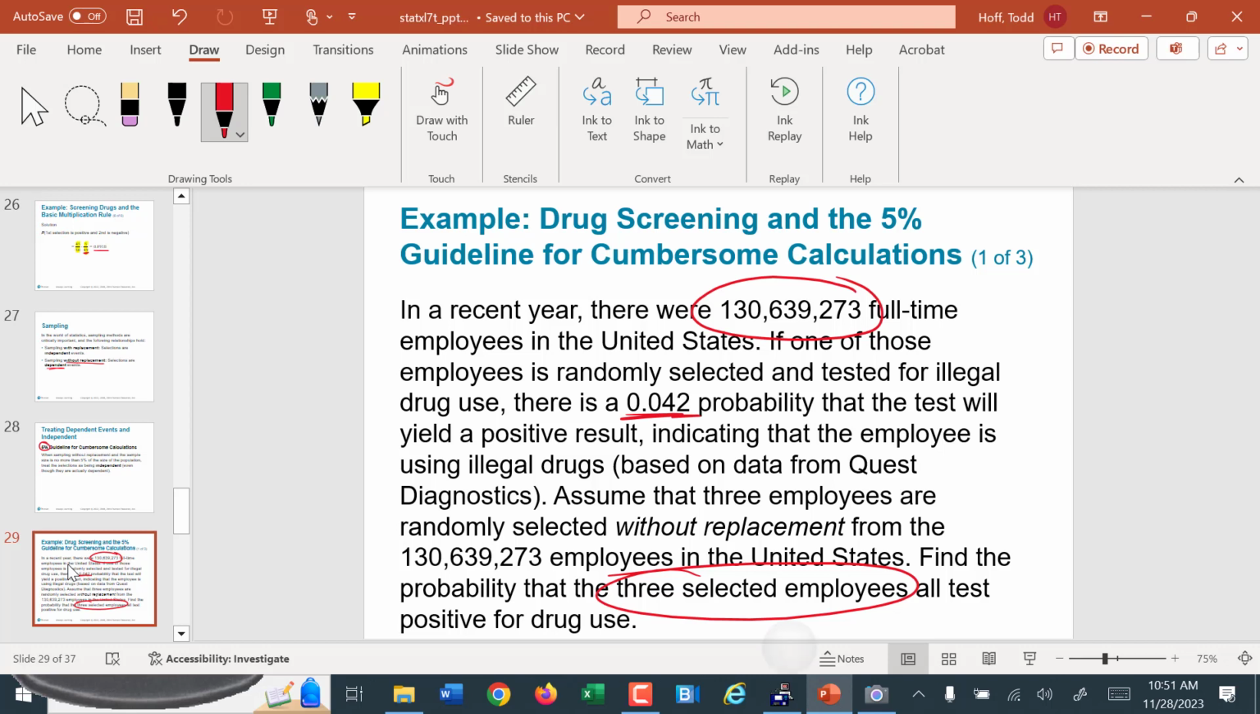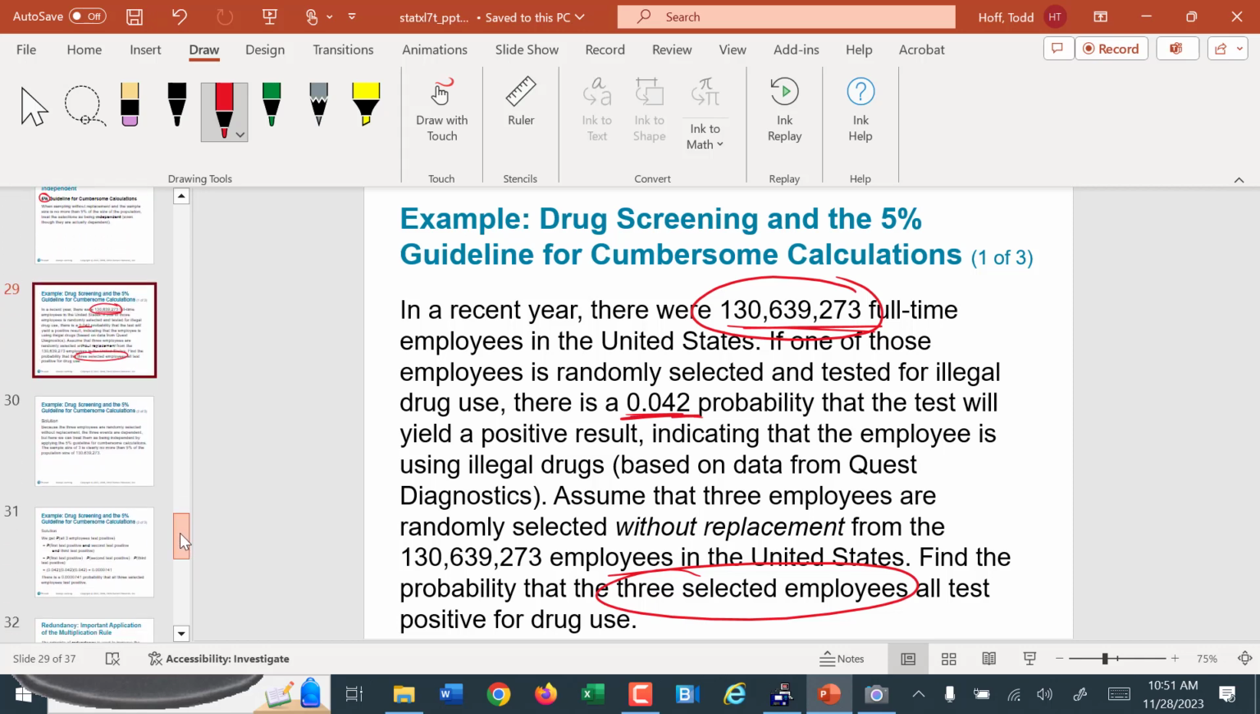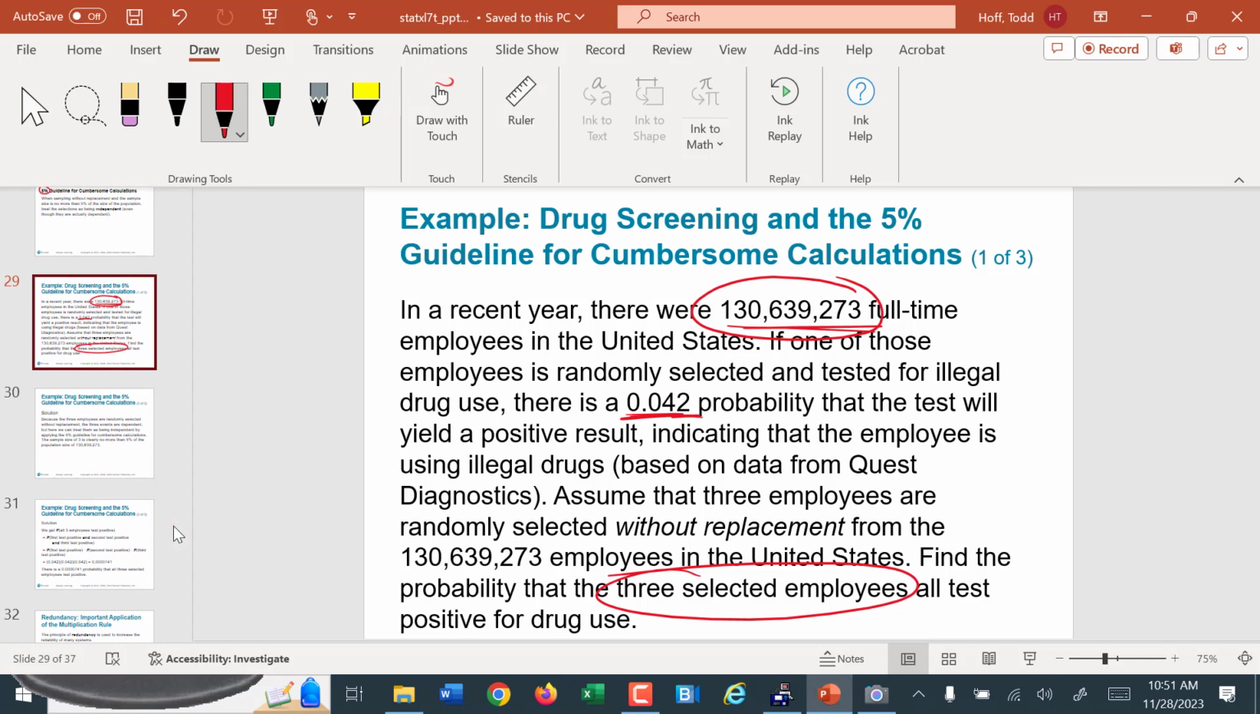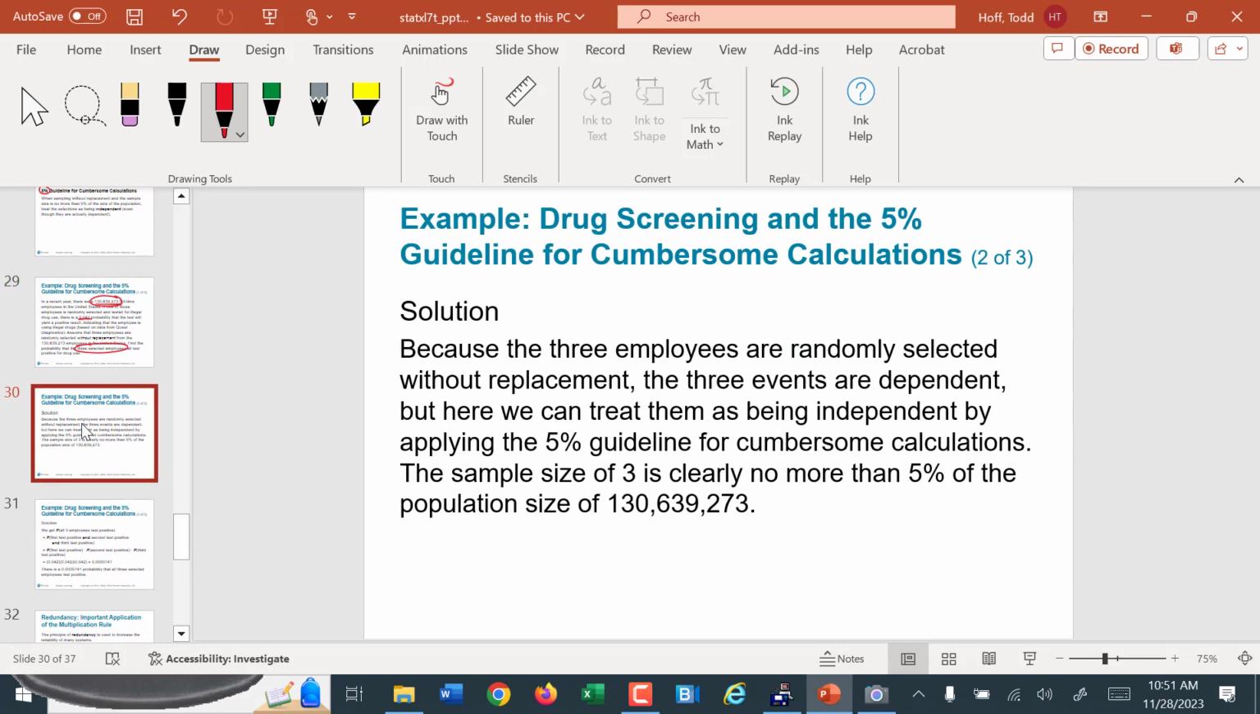Well, adjusting this probability for taking 1 out of 130 million just isn't practical. That probability is not going to change much at all by removing 1 from that population. So this is where that 5% guideline comes in. 3 is definitely less than 5% of 130 million. So we don't need to worry about adjusting that probability.